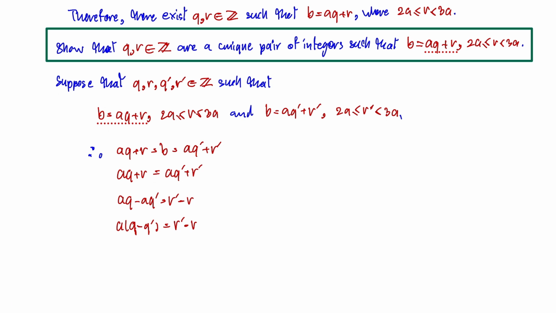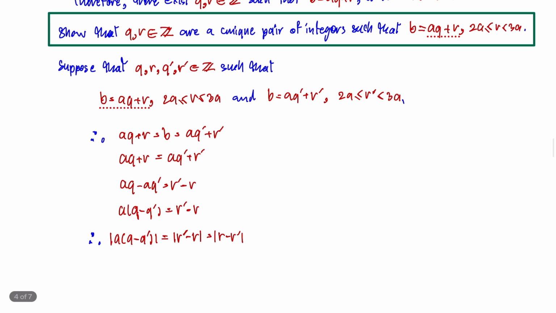Then, what do we have? We're gonna have absolute value of A times Q minus Q prime equal to absolute value of R prime minus R, which is the absolute value of R minus R prime. So let's deal with these two terms. Actually, I want to consider the absolute value of R minus R prime. So let's start with this.